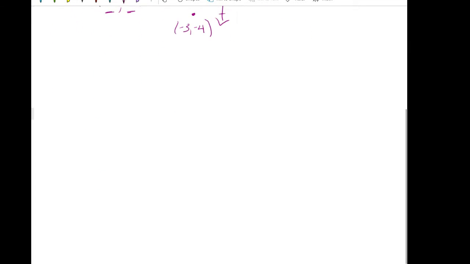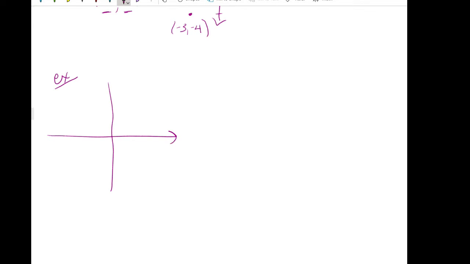Okay, now what happens if we have a graph and we have to identify what the points are? And let's say I have this point, we'll call it A. And let's say we have this point, we'll call it B. And then finally, let's do this point, we'll call it C. Okay, remember that you're always going to start x, comma, y. So we start at 0, 0, right in the center of our coordinate plane.